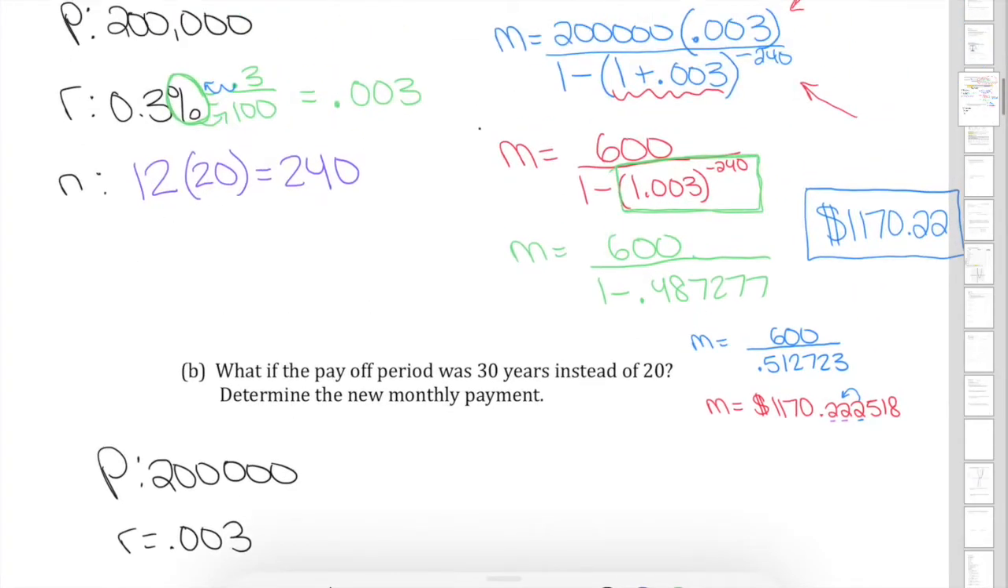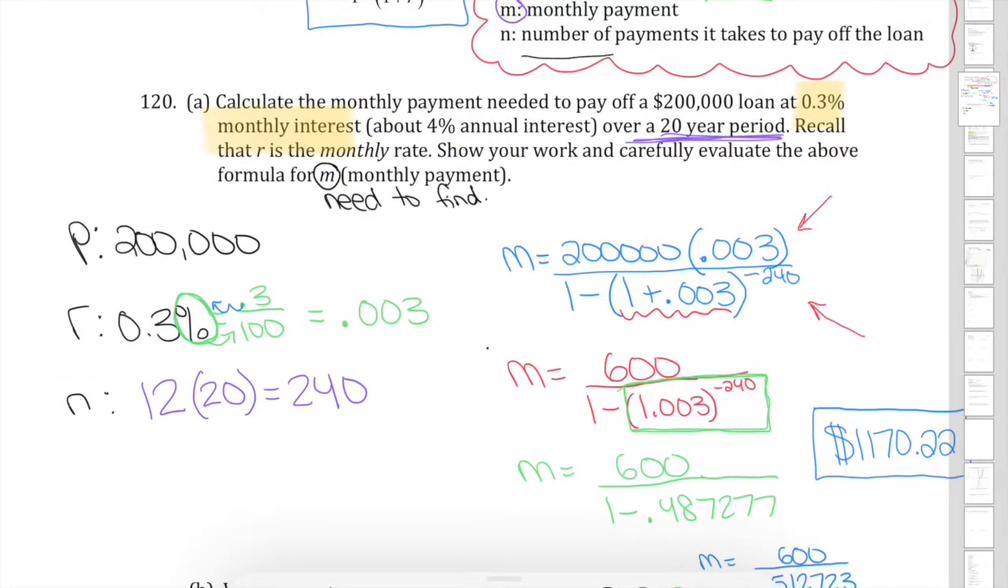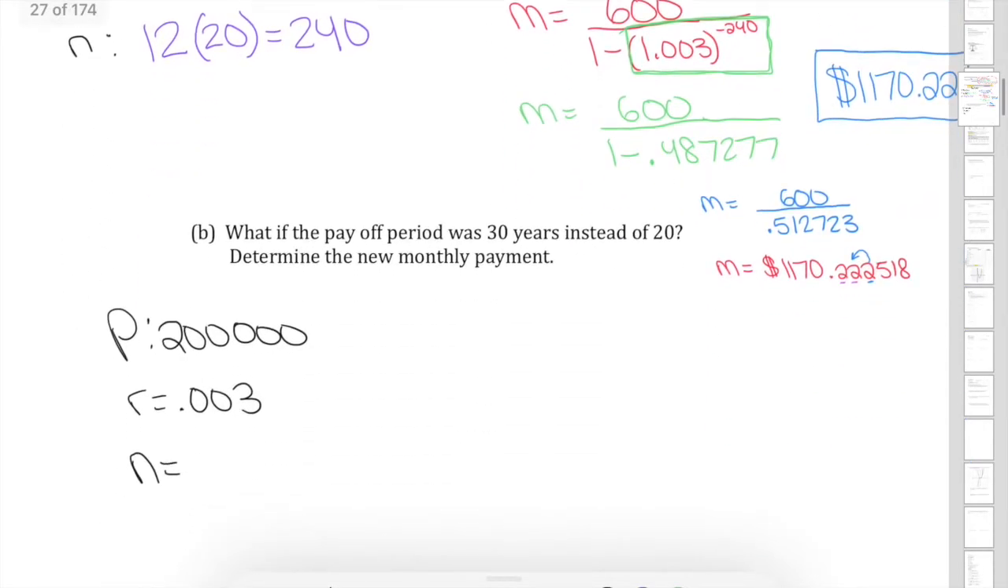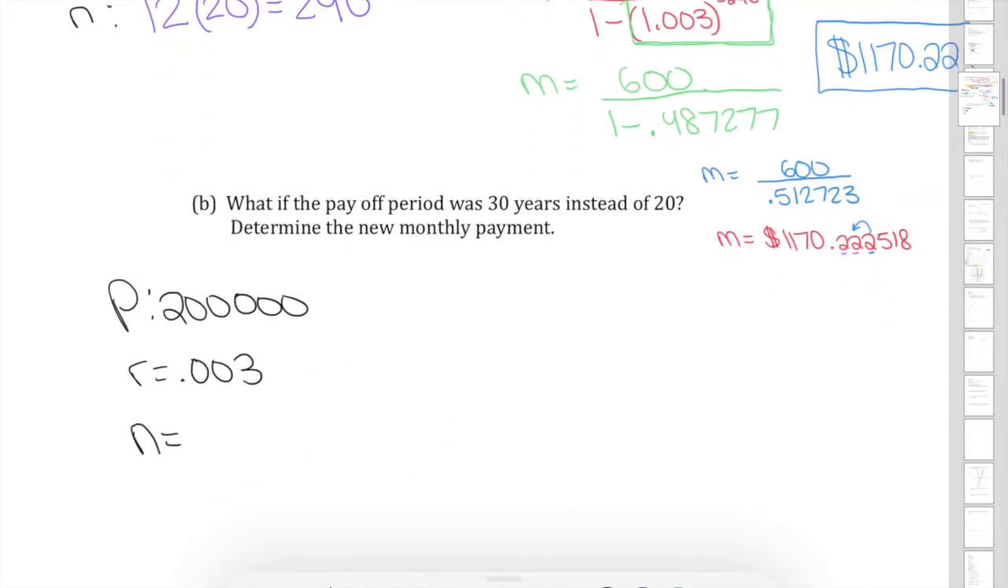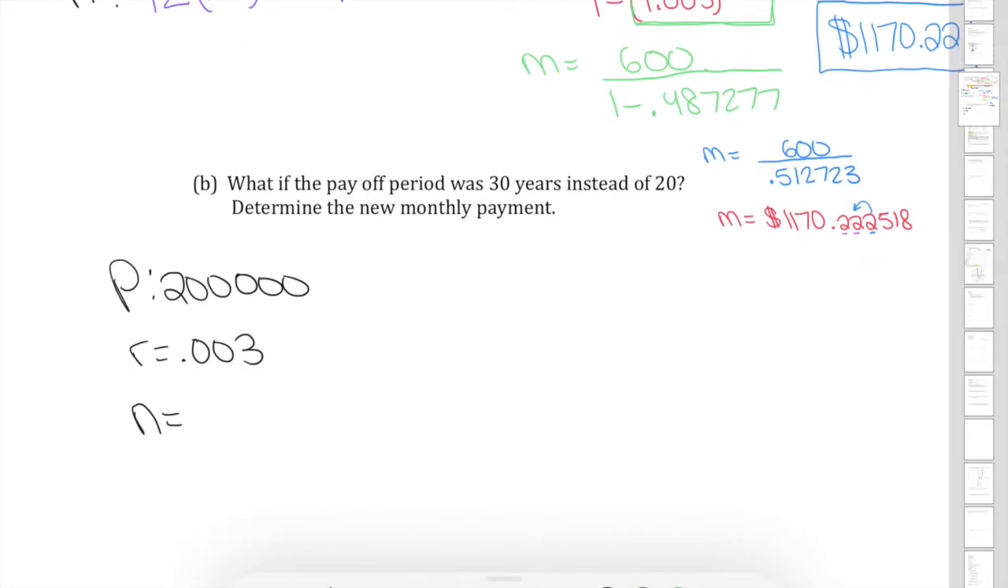N is your new total number of payments. Remember, N is the number of payments it takes to pay off the loan. So if we're changing that from 20 years of monthly payments to 30 years of monthly payments, that's going to be 12 times 30 to find out how many total monthly payments that will be, and that's going to get me 360.